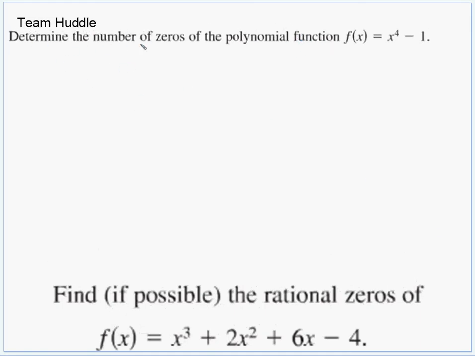All right. Okay, for the first one, determine the number of zeros of this polynomial function. Since it's x to the fourth, it has 4 possible zeros.